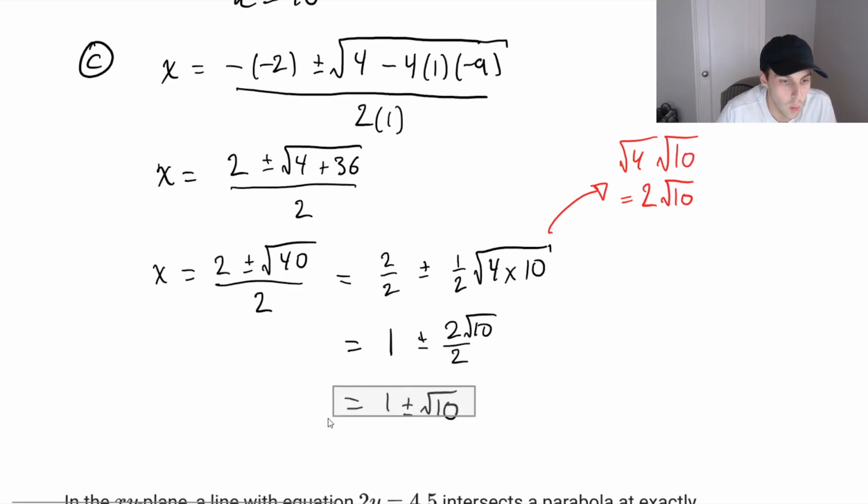We're left with 1 plus square root 10. We can see that k is equal to 10. This one's a little bit uglier.